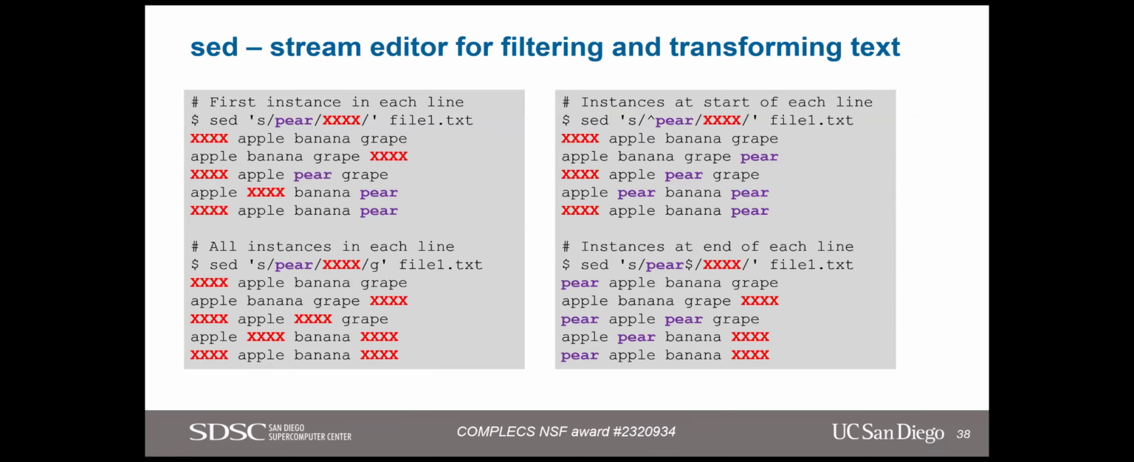So we're going to look at those simple anchors again. If we only want to replace instances where pair starts out the line, then we can use the caret at the beginning. Similarly, if we want to only replace pair if it completes the line, then we can use the $ right after it.